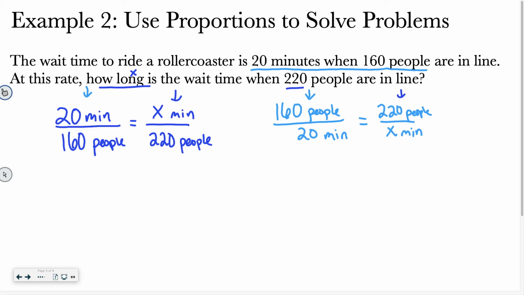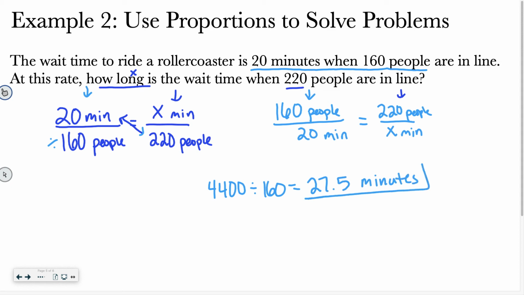All right, so let's cross multiply and divide. So I have 20 times 220. So 20 times 220 gives me 4,400. I'm going to say 4,400. So I cross multiplied, and now I will divide by 160. So divide by 160, and I get about 27.5 minutes as my answer. And that is all I have to do.